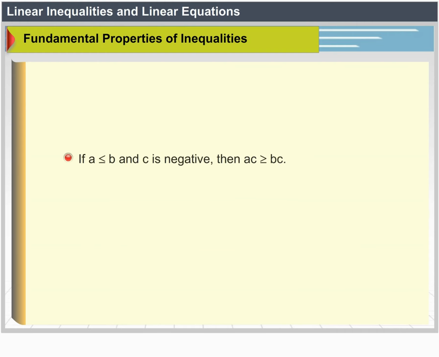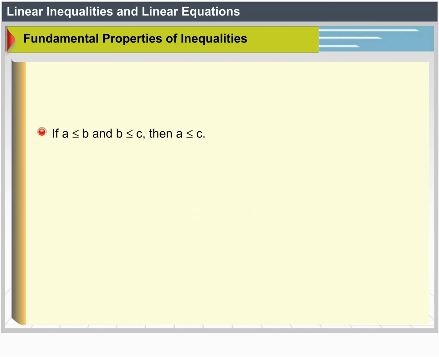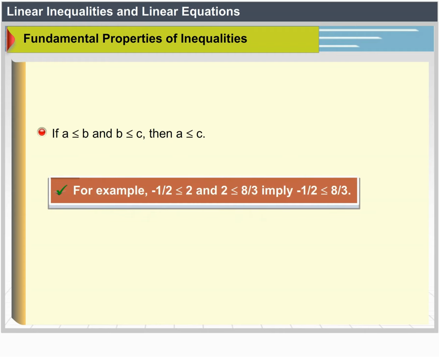If a less than or equal to b and c is negative, then ac greater than or equal to bc. For example, 3 less than or equal to 9 implies 3 into minus 2 greater than or equal to 9 into minus 2. If a less than or equal to b and b less than or equal to c, then a less than or equal to c. For example, minus 1 by 2 less than or equal to 2 and 2 less than or equal to 8 by 3 imply minus 1 by 2 less than or equal to 8 by 3.